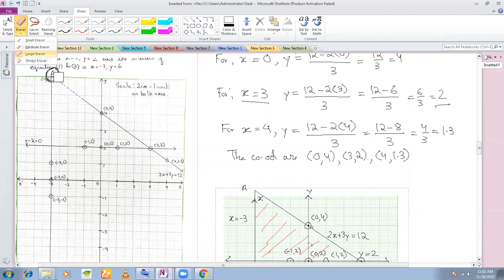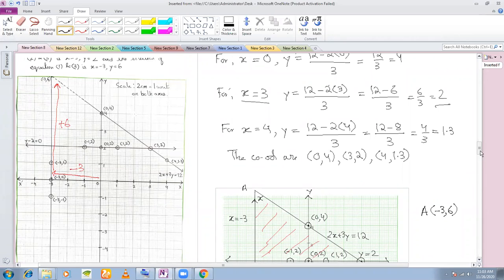What are the coordinates of the point A? How will I get them? I have moved minus 3 units, that is 3 units in the negative direction of x, and I have moved 6 units in the positive direction of y. Therefore, the coordinates of A are minus 3, 6.